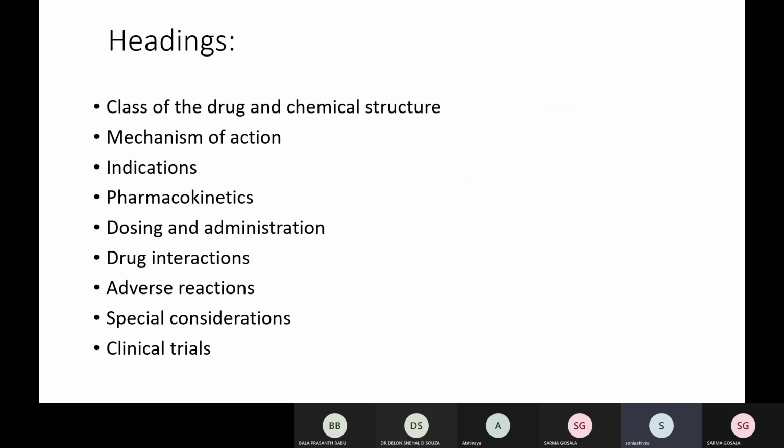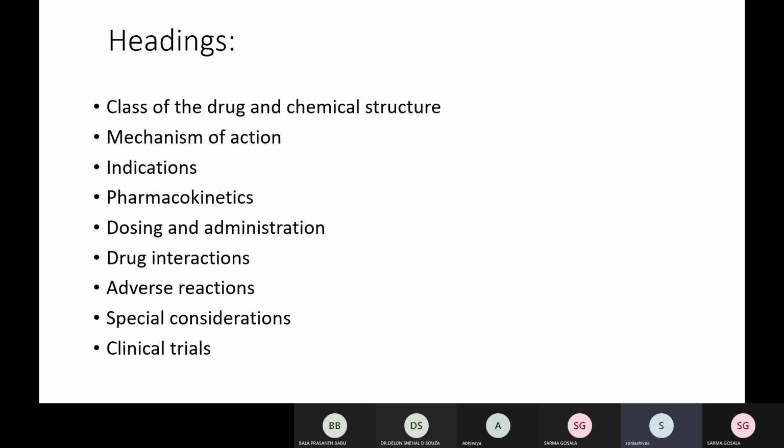The main headings under which I'll be discussing this drug are class of the drug and chemical structure, mechanism of action, indications including FDA approved and some non-licensed indications, then pharmacokinetics, dosing and administration including mode and route of administration, something which is very important, that is drug to drug interactions and adverse reactions, some special considerations like pregnancy, pediatric or geriatric population, and the last one will be clinical trials.